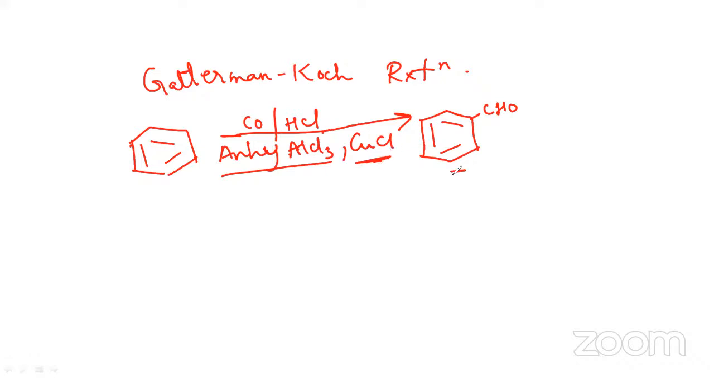It gives you benzaldehyde, or if you take a substituted benzene, you get a substituted benzaldehyde. This is the Gattermann-Koch reaction, a very important reaction. It converts benzene into a substituted product, a substituted benzaldehyde. These are the reagents I use, so remember this important reaction.